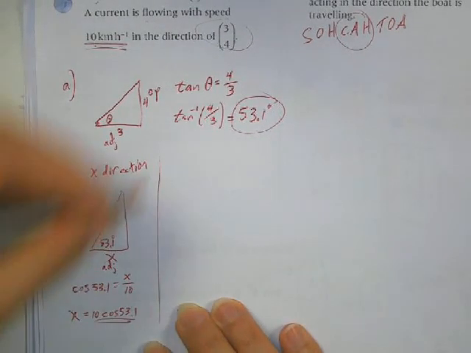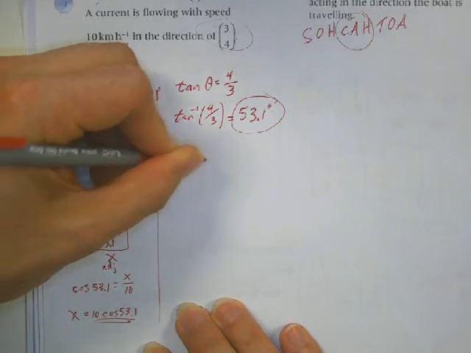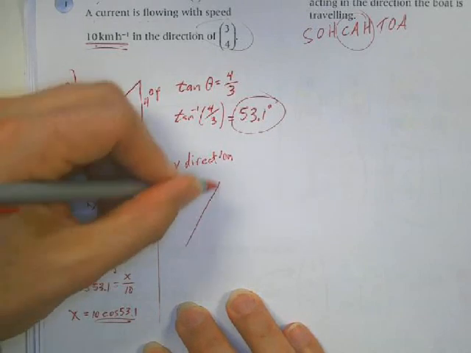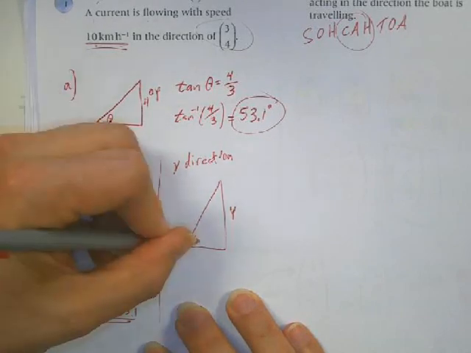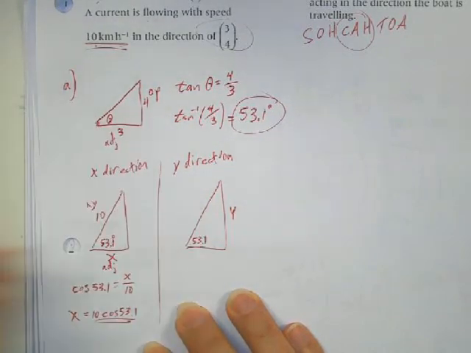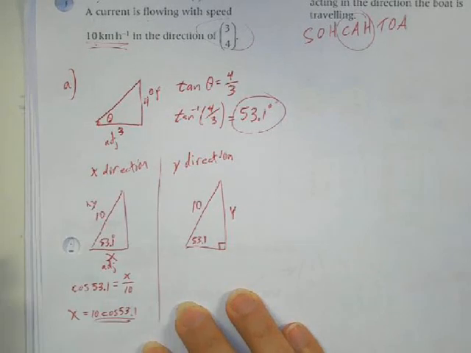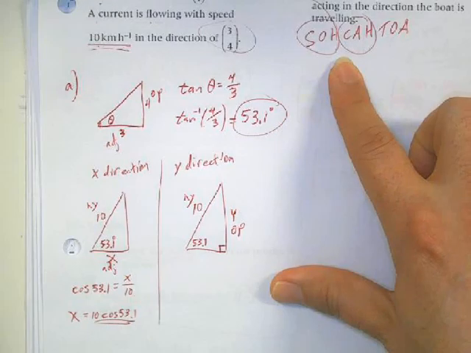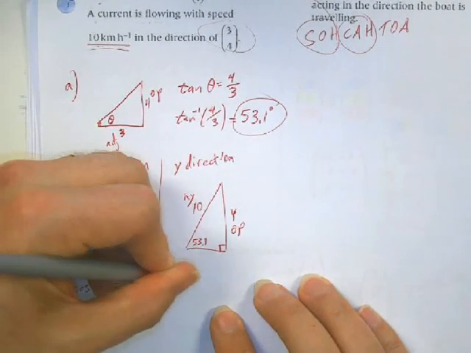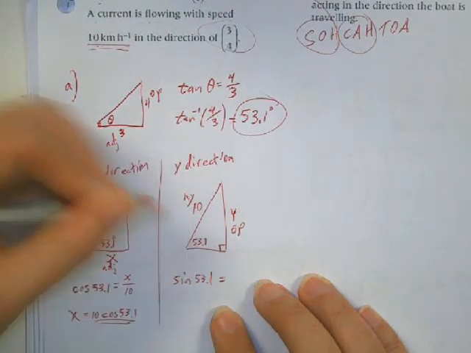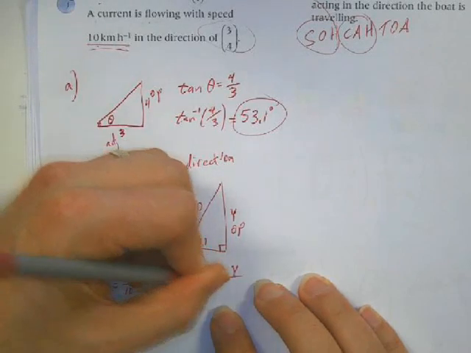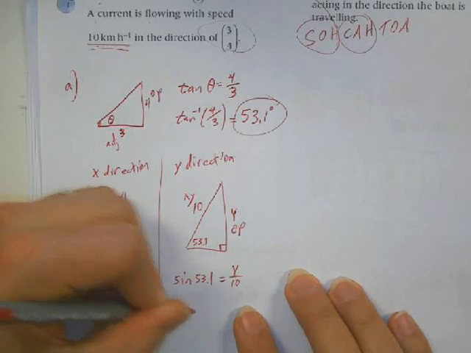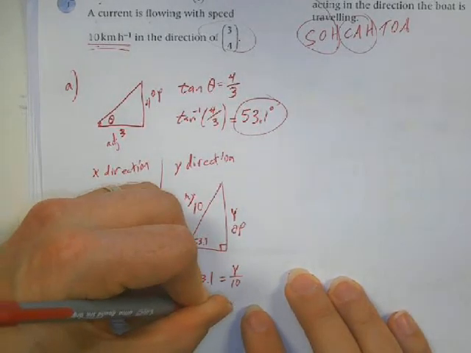Now in the y direction, we've got the same triangle. I'm going to write y there, 53.1. And we know that's 10. So this is opposite, this is the hypotenuse. So opposite over hypotenuse, I know I'm going to use sine. So sine 53.1 equals opposite over hypotenuse, y over 10. Cross multiply, I know y can be represented as 10 sine 53.1.